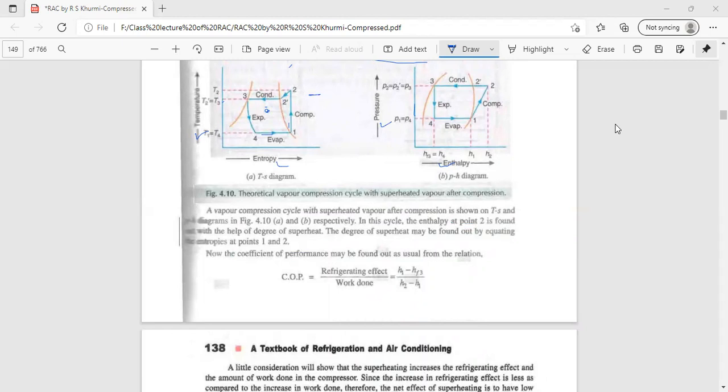The rest of the line, from 4 to 1, is in the wet vapor region, and from point 4 up to point 1 the liquid refrigerant is evaporated into vapor refrigerant and reaches point 1.